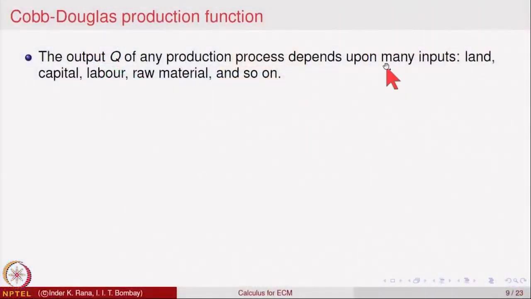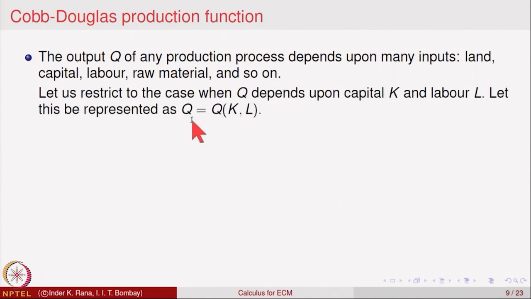Let us look at one very particular special function, which we will hopefully not be dealing with much in this course, because that requires the concept of functions of two variables. The output of any product depends upon many inputs. When something is being produced, it depends on many things: land, capital, labor, raw material, and so on. So for the time being, let us say the production depends upon two things only, K and L, where K is the capital, the amount invested, and L is the labor being employed. So we want to analyze the production of a certain product with respect to two variables, namely K as the capital and L as the labor.